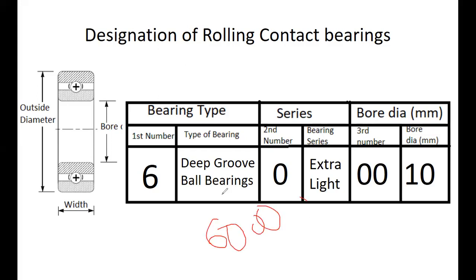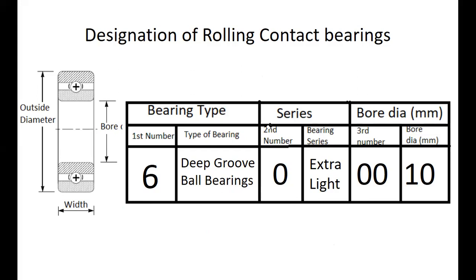6000. If this bearing is asked, then you will understand that it is a single row deep groove bearing which is not able to carry a heavy load. It is an extra light series bearing, and its bore diameter is going to be 10 mm.